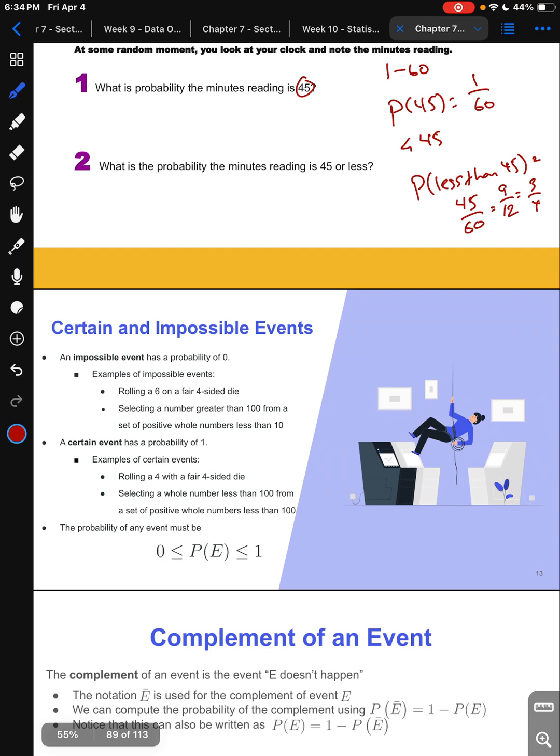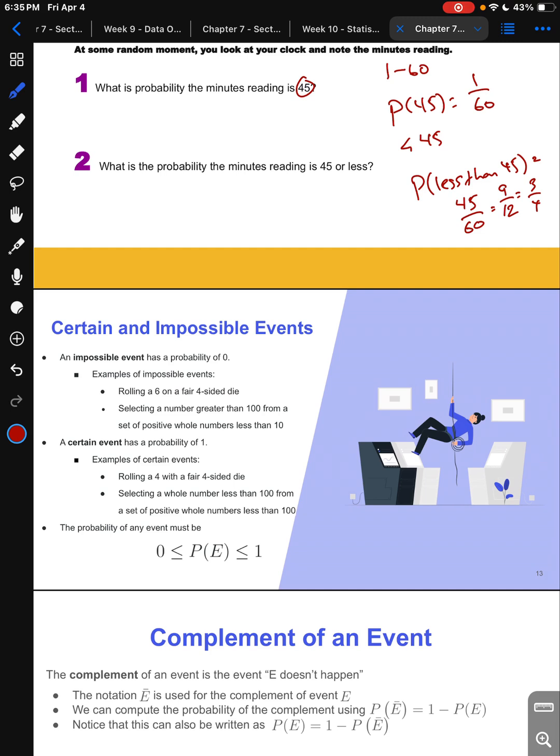Okay, so here we go. Certain and impossible events. An impossible event is an event of probability 0. Examples of an impossible event would be rolling a 6 on a 4-sided die, or selecting a number greater than 100 from a set of positive whole numbers less than 10. Certain events have a probability of 1. Examples of certain events are rolling a 4 or less with a 4-sided die, or selecting a number that is less than 100 from a set of numbers less than 100.